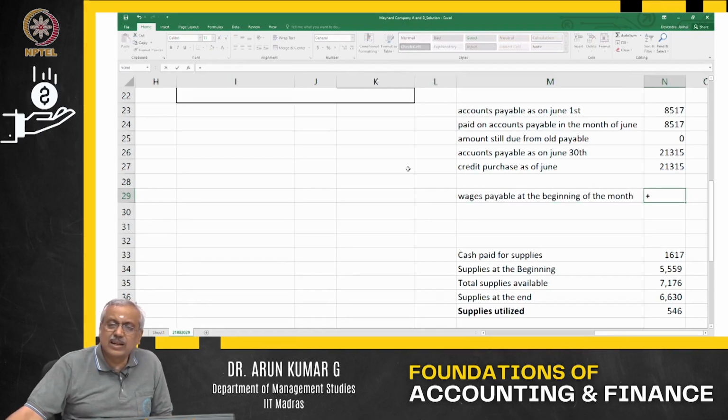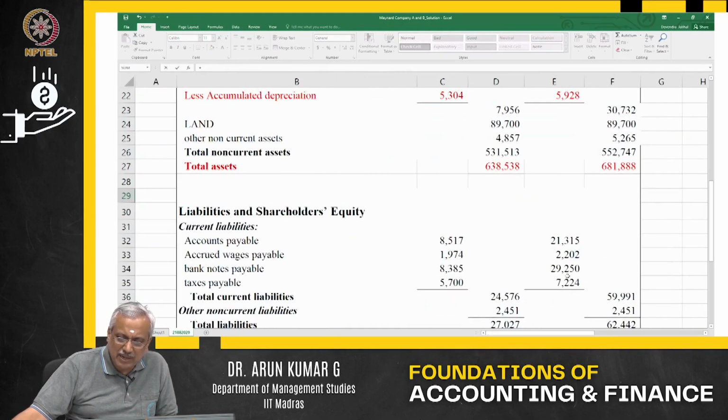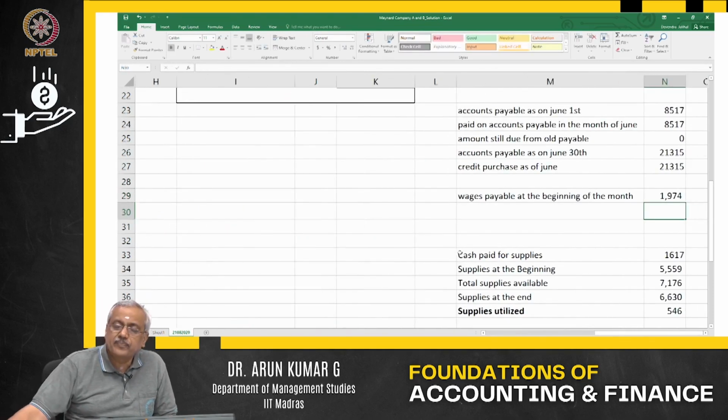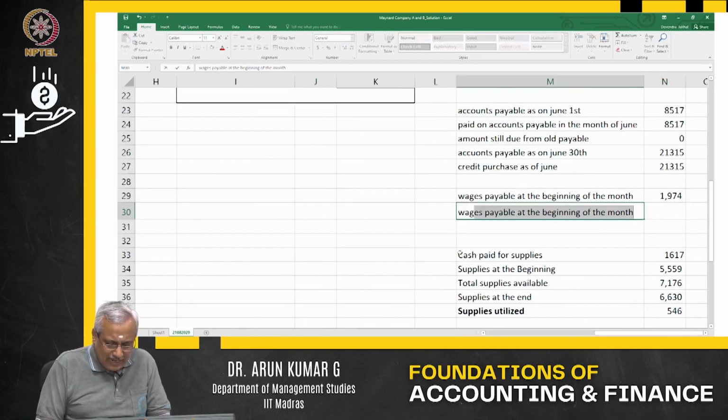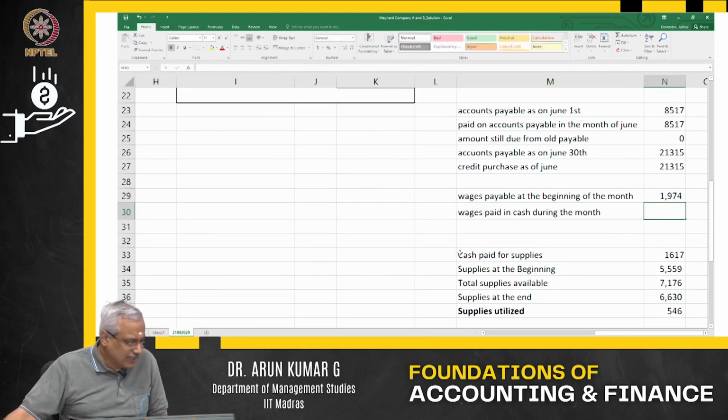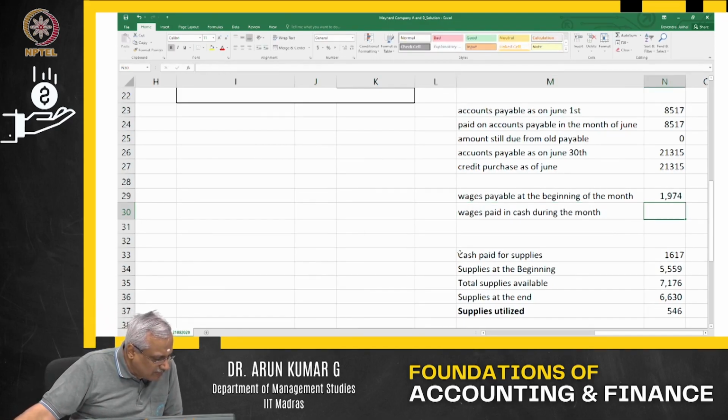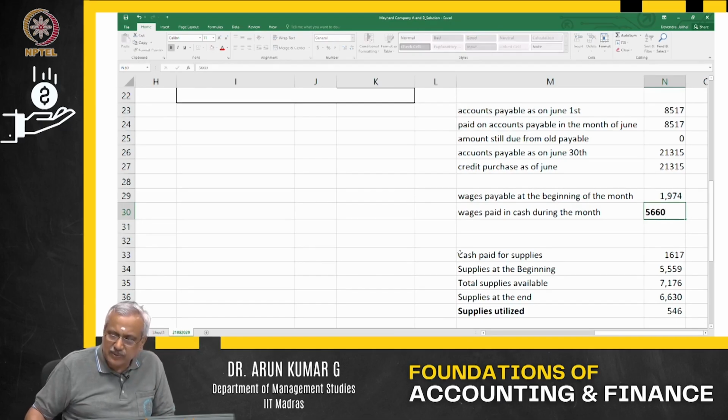Wages payable at the beginning of the month. What are the wages payable at the beginning of the month out there? Accrued wages 1974. What are the wages paid in cash during the month out there? 5660.